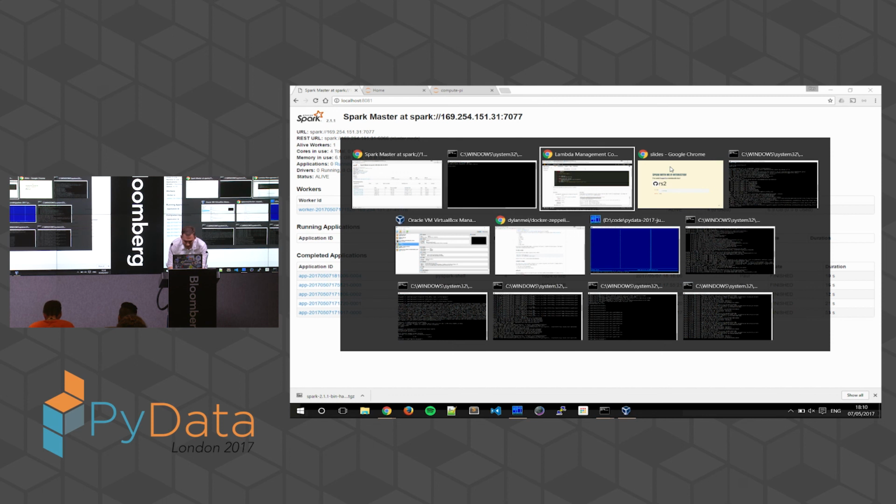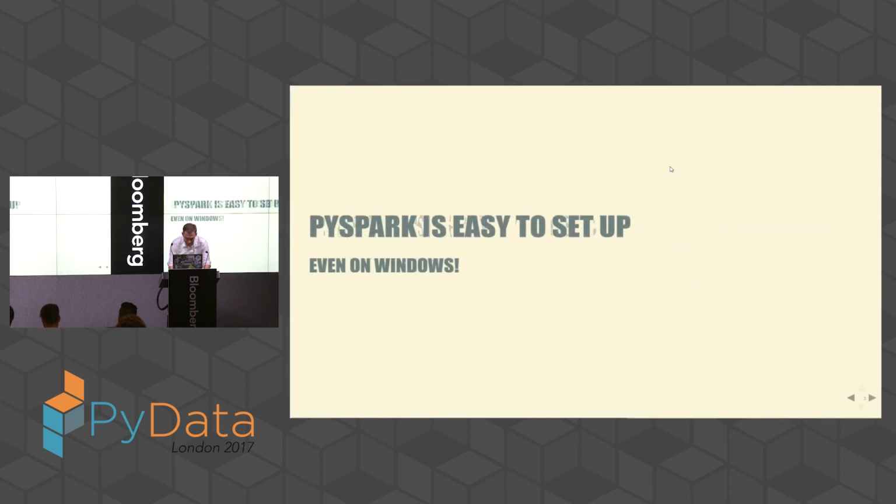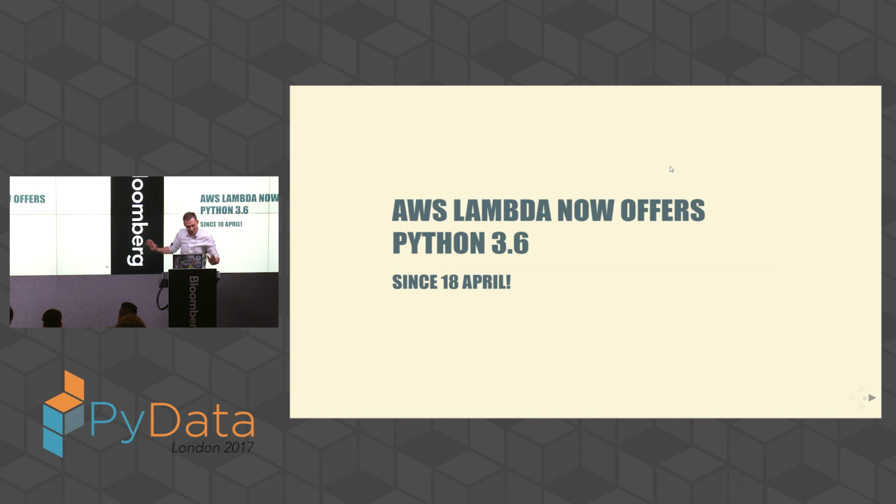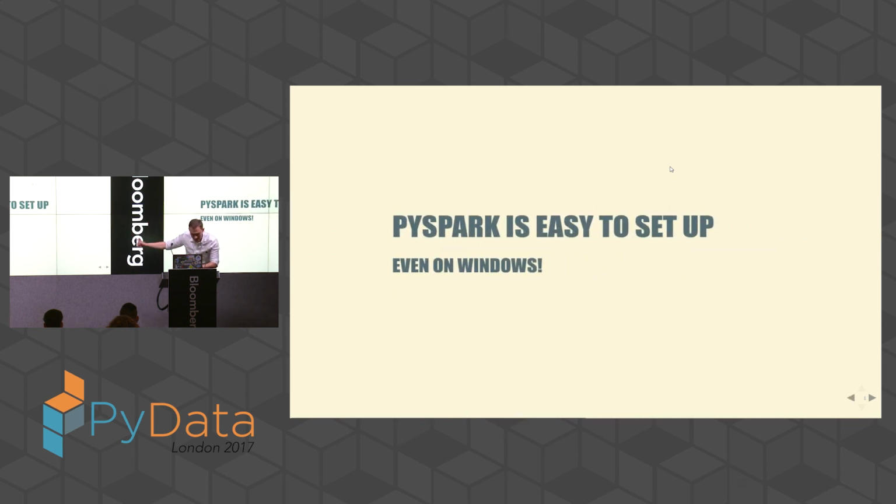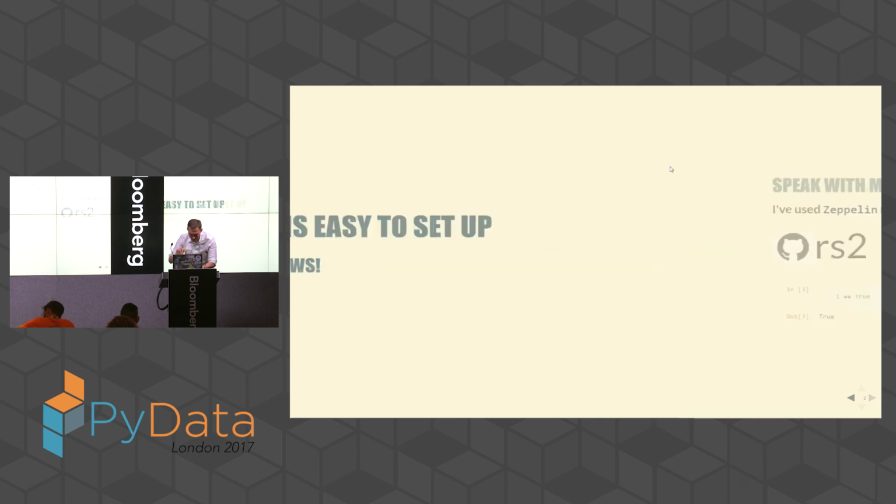All right, so these are the main bits of information that I wanted to share with you, and I hope you can make use of it. AWS Lambda, Python 3.6, PySpark is awesome, can be set up on Windows, easy. Get in touch with me if you want to know how, and I should probably write it up.